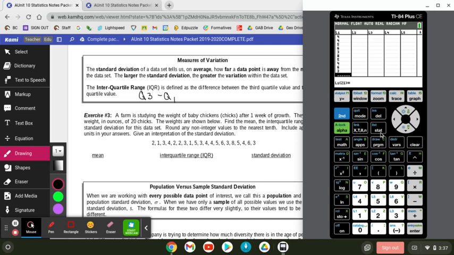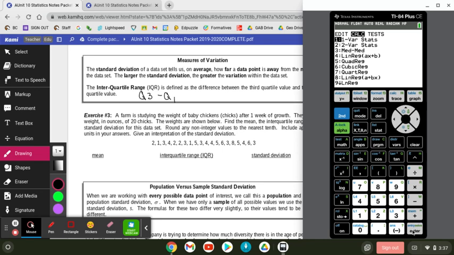So then I do stat, calculate, and option 1, enter, enter, enter. And then our mean is 3.7. To find our IQR, we need to do Q3 minus Q1. So our Q1 is 2.5 and our Q3 is 5. So that's 5 minus 2.5, which is 2.5.